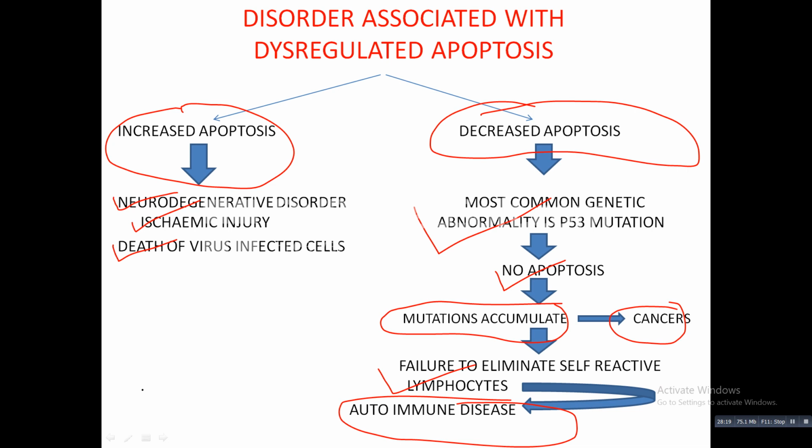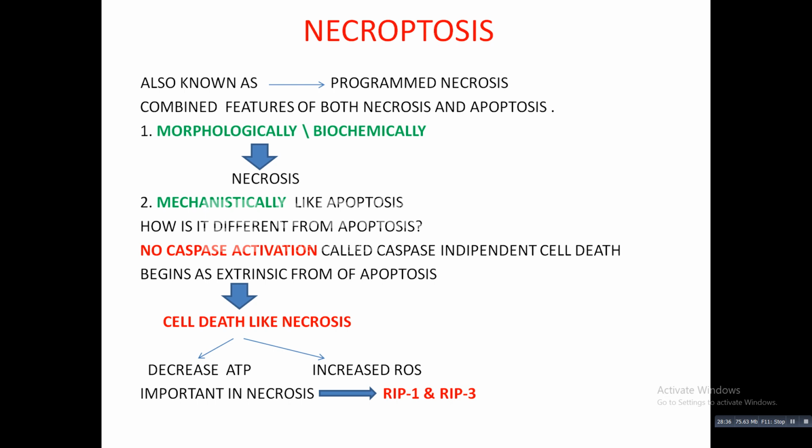Now there are two very small, interesting topics, one of which is necroptosis. Necroptosis is also known as programmed necrosis. Okay, it has features of both necrosis as well as apoptosis. Morphologically and biochemically, they are just like necrosis, but mechanistically like apoptosis. I repeat, morphologically and biochemically, they are like necrosis, whereas mechanistically, it is like apoptosis. How is it different from apoptosis? Because there is no caspase activation. Therefore, it is called caspase independent cell death.